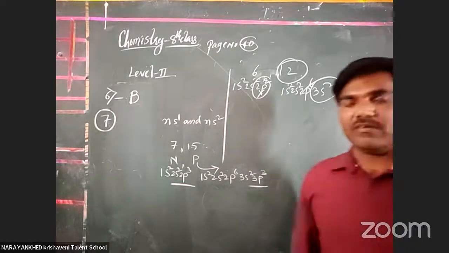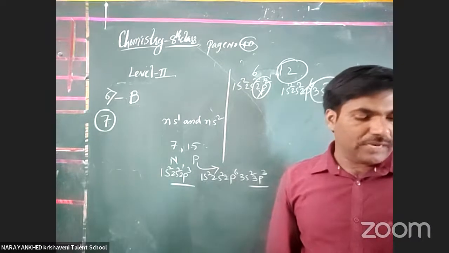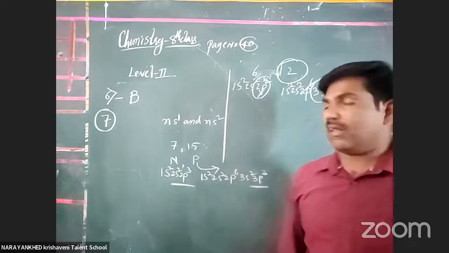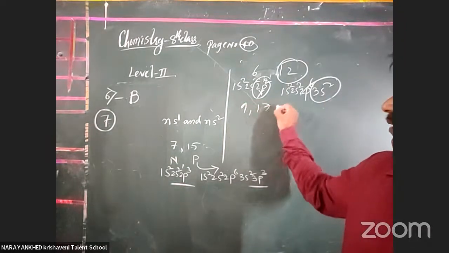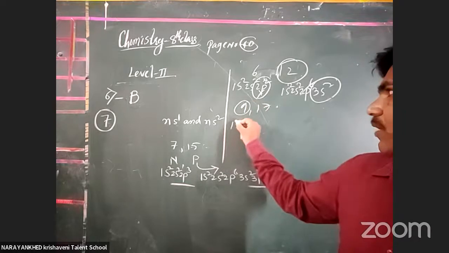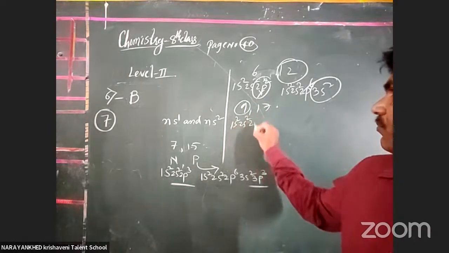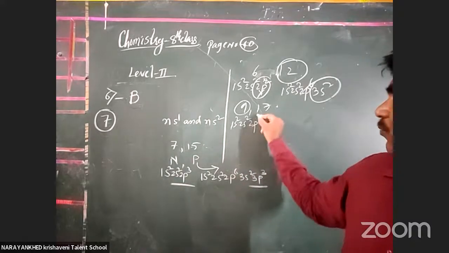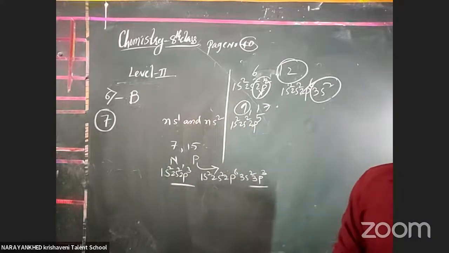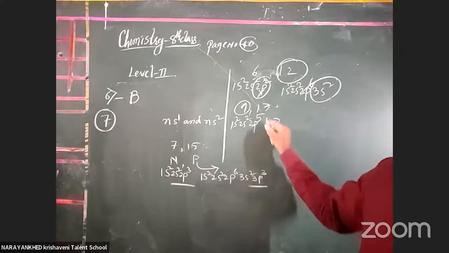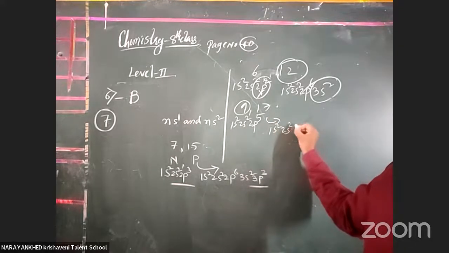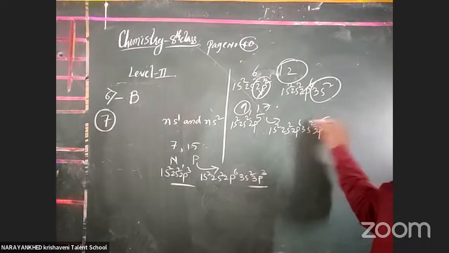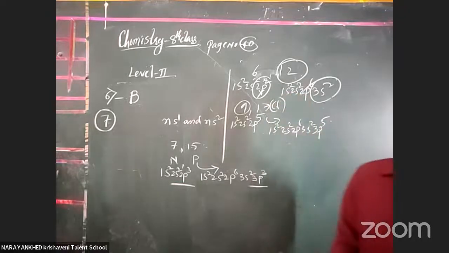Next, what do we consider after this? After this, we have 9 and 17. Okay, 9, 17. Yes, the ninth element is what? The ninth element is fluorine: 1s2, 2s2, and next, 2p5. Okay, clear or not? And the 17th element is also 1s2, 2s2, 2p6, 3s2, 3p5. That is 17. Okay, got it or not?